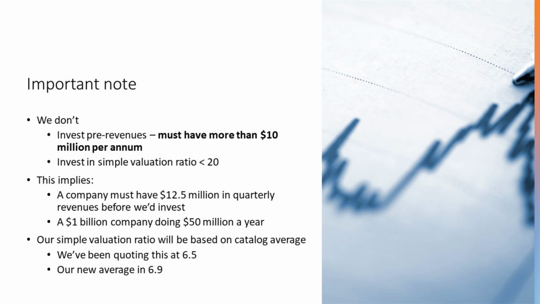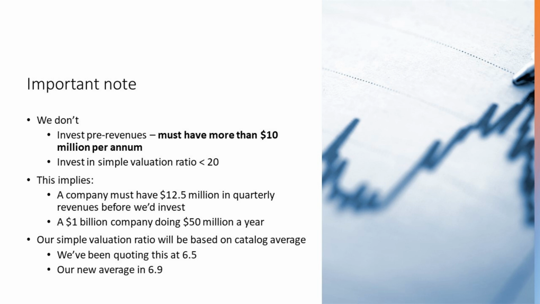A company needs to have more than $10 million per year, what we refer to as meaningful revenues. Then, if we only invest in a simple valuation ratio of less than 20, we can imply some things from that. So we can imply that a company must have $12.5 million in quarterly revenues before we'd invest. That would be a $1 billion company. So that's our size rule that says we don't invest in a company unless it has a market cap greater than $1 billion. And it has to be doing $50 million a year annualized based on that rule, right?